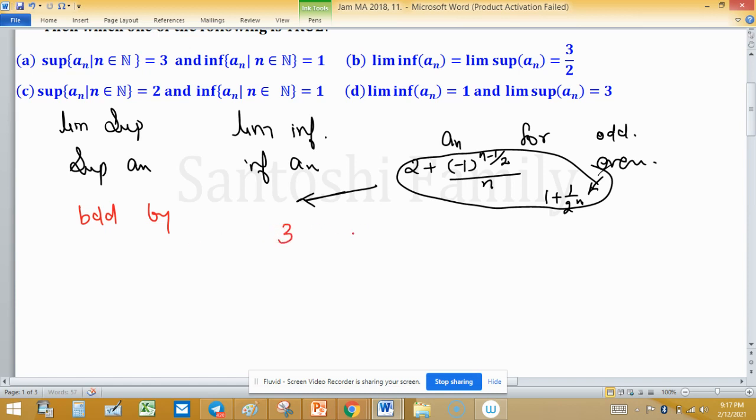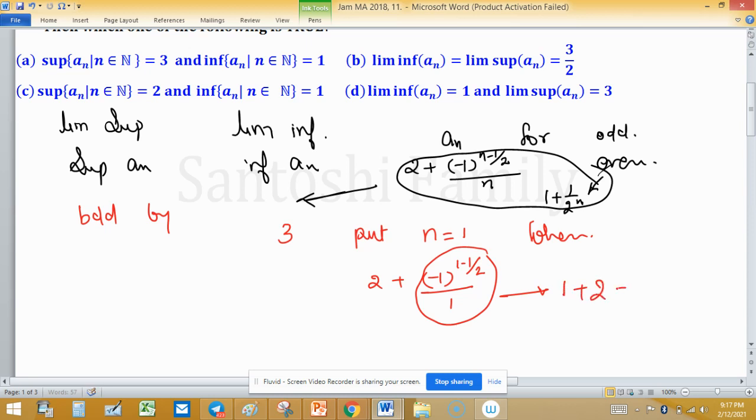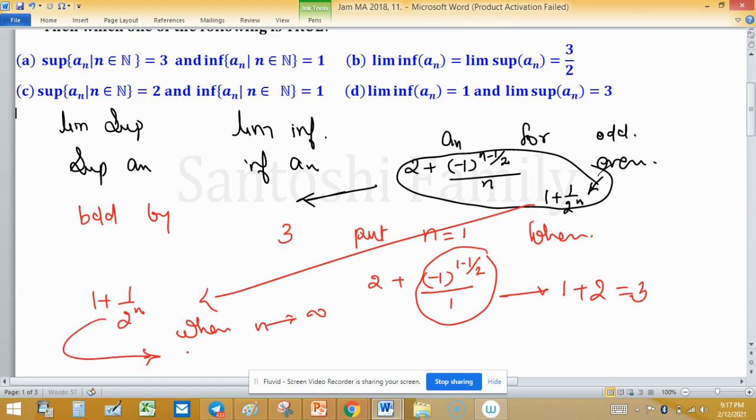3. Put n equal to 1 when odd. It will be 2 plus (minus 1 raised to the power 1 minus 1) divided by 2, and the value of this is 1. So 1 plus 2 is 3. It means all terms, and you can see this one, 1 plus 1 upon 2 raised to the power n, when n tends to infinity, the limit of this is 1.